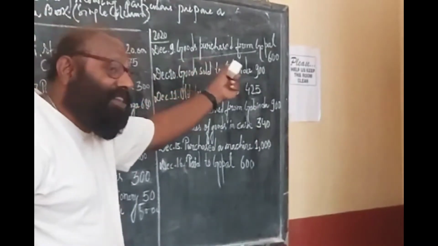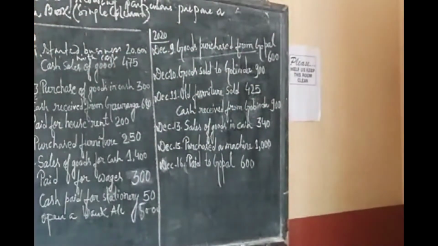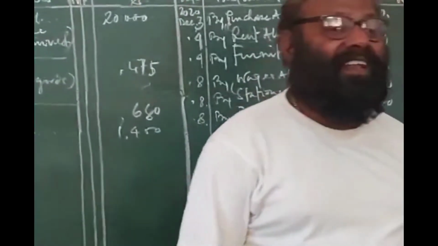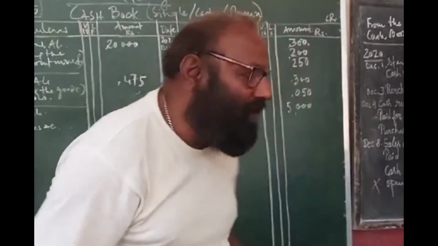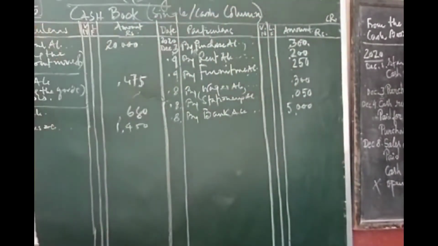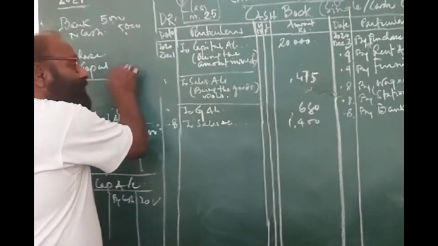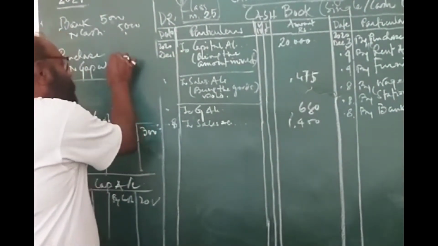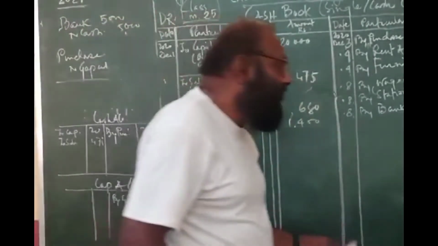But we should consider it minutely. The purchase of goods from Gopal is a credit transaction, and the journal entry is purchase account debit to Gopal. So the two accounts to be recorded are the purchase account and Gopal account. Clear? There is no mention, no aspect of cash, so there will not be any entry in the cash book.